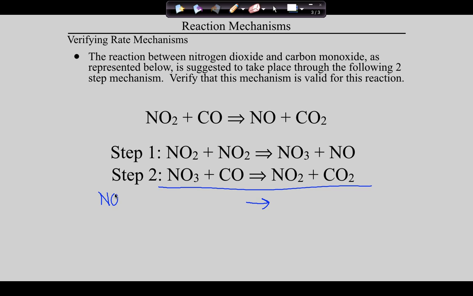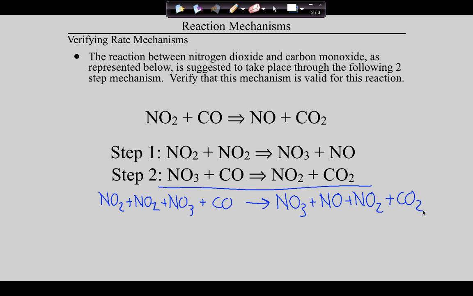So we've got NO2 and NO2. Those are the reactants in step one. And then NO3 and CO. Those are our reactants in the second step. Then we've got NO3, NO, NO2, and CO2. So now I've brought down the products from both reactions.